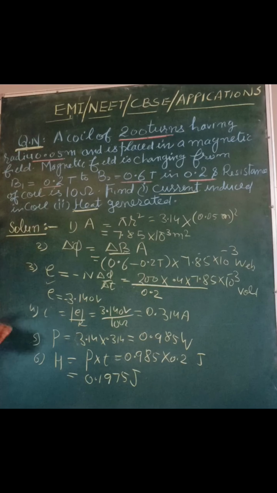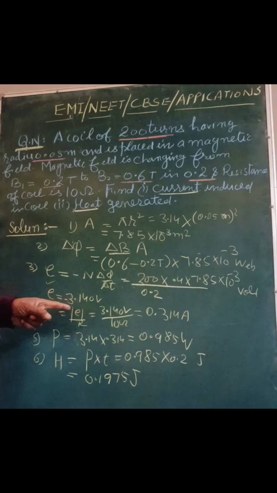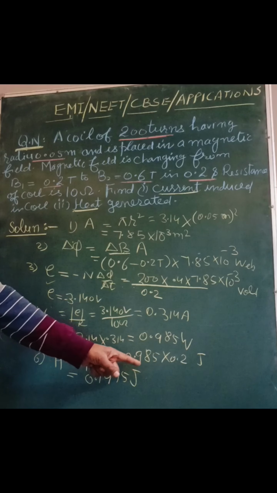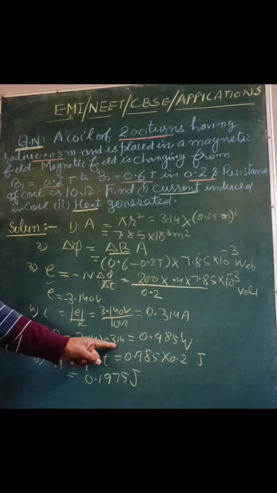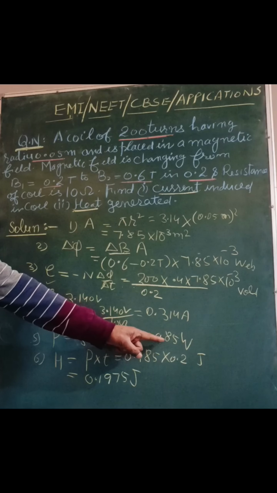एक ही क्वेश्चन के अंदर कई आइटम हमारे को निकालने होते हैं, कई क्वांटिटीज फाइंड आउट करनी होती हैं. So power, you know that it is equal to V into I. So V means this induced EMF 3.140 volt. हमने यहाँ पर इसकी वैल्यू ली है, मल्टीप्लाइड बाय द वैल्यू ऑफ द करंट 0.314. ये वॉट के अंदर आपके पास वैल्यू आ जाएगी 0.985.